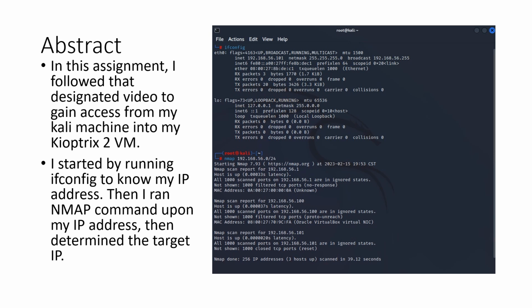I'll start with the abstract. In this assignment, I will follow the designated video to gain access from my Kali machine into my Kioptrix 2. I started by running ifconfig to know my IP address, then I ran an nmap command upon my IP address, then determined the target IP.